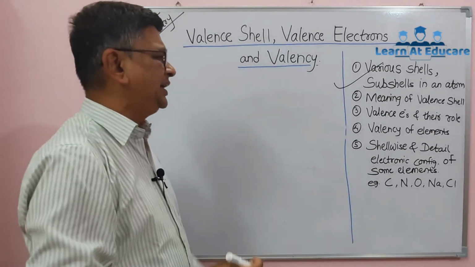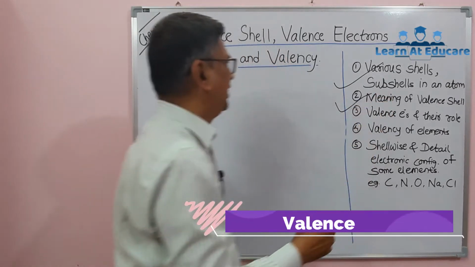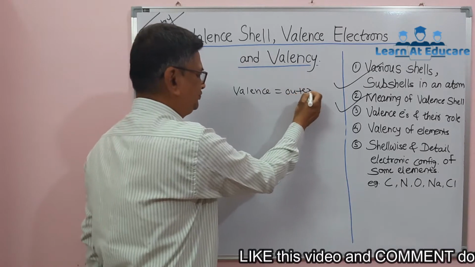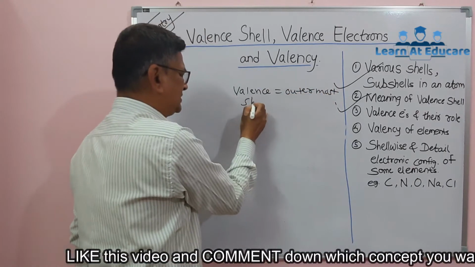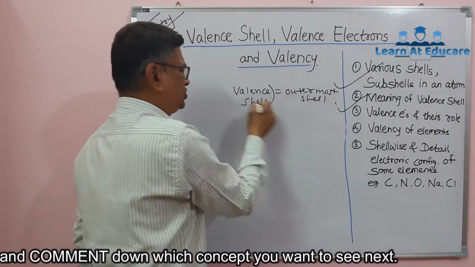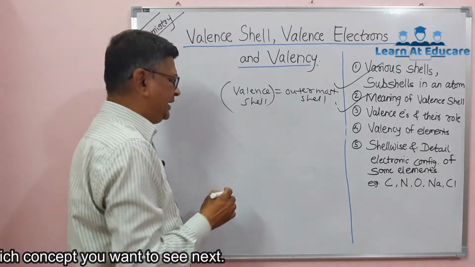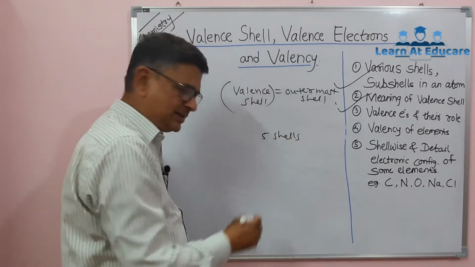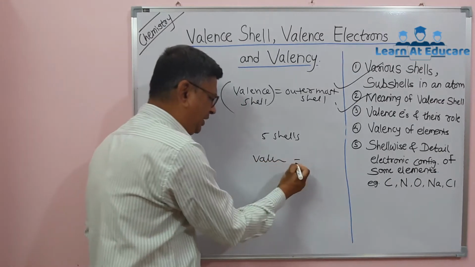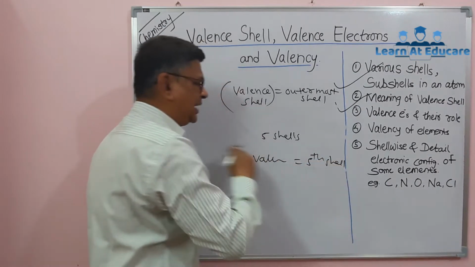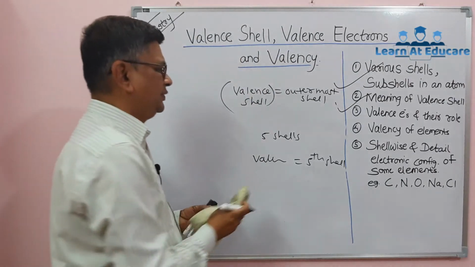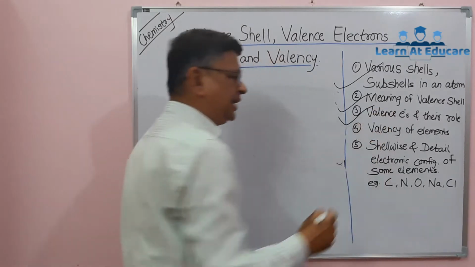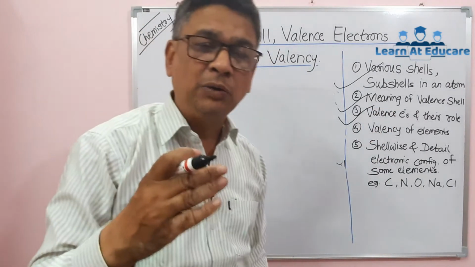Now, it is necessary to know the meaning of valence shell. The term valence deals with the outermost. Valence shell means the outermost shell. If you take an example of some element which has, suppose, 5 shells, then its valence shell will be the 5th shell, that is the outermost shell. It is called the valence shell, and valence electrons are those electrons present in the outermost shell.